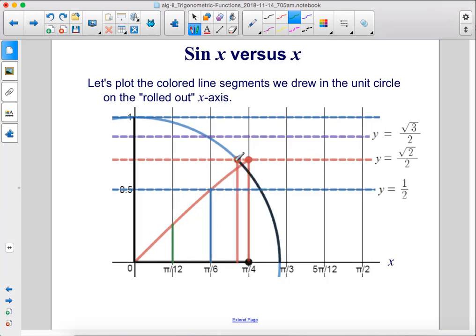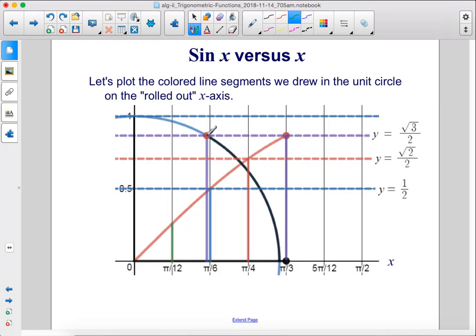This is our next point, and that is at π/4 on our circle. So we're going to take that red line and redraw it at π/4 on our axis. Now we have the point at π/3. And so we have this purple line. We're going to redraw that purple line over here at π/3.